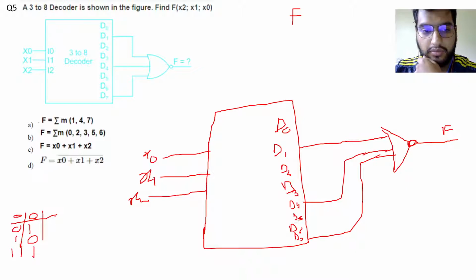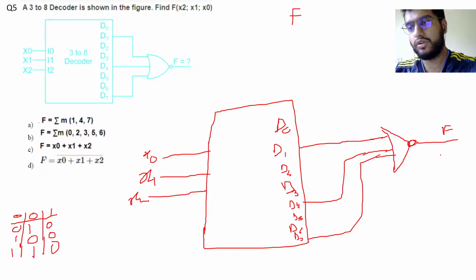So when both inputs are 0, the output will be 1, and when one of the inputs is 1, it will be 0. So this thing will be 1 when these three are 0. So these three will be 0 when we have these three 0. So this will be equal to the complement of this thing.